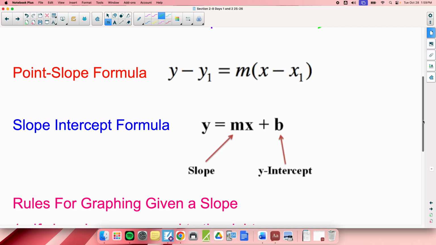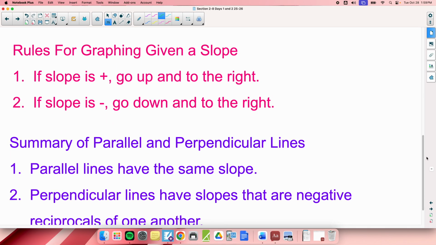This we're gonna talk about tomorrow. I would think all of you have done y equals mx plus b before. So that'll be something we do tomorrow.